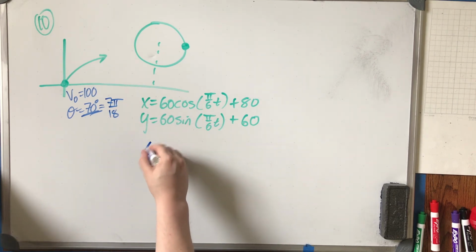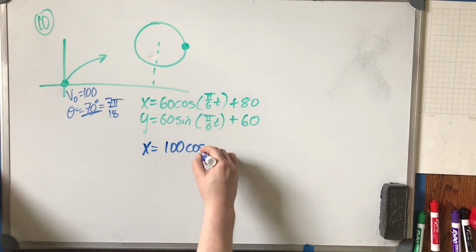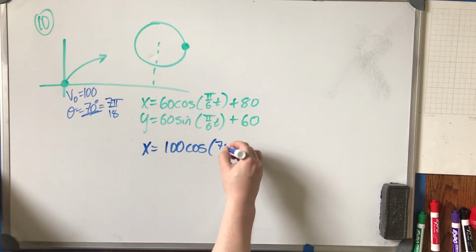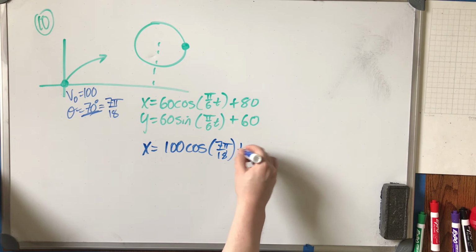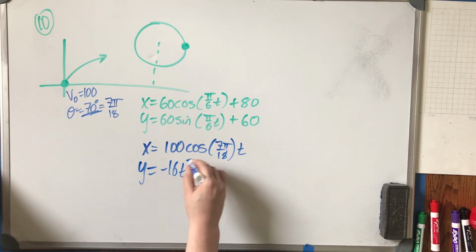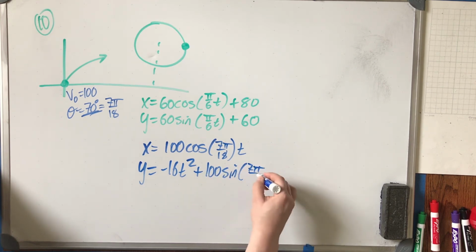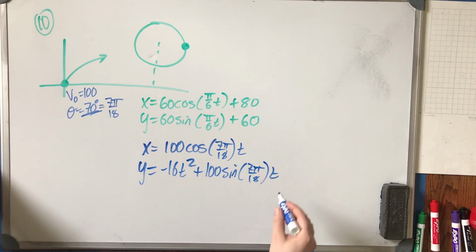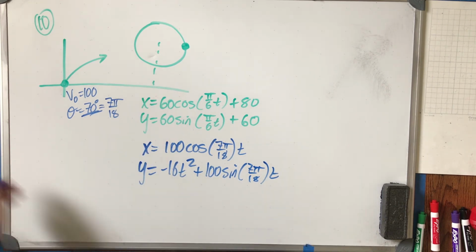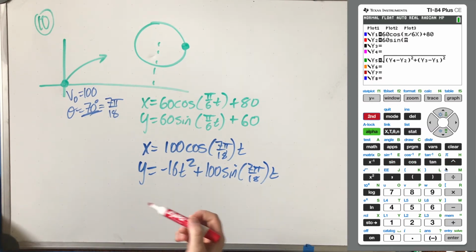So when I write this equation, it will be x equals initial velocity 100 cosine 7 pi over 18, t outside the parentheses this time, and y is going to be negative 16 t squared plus 100 sine 7 pi over 18, t outside the parentheses. And then we're just going to very carefully type this into the calculator to find the minimum distance to see whether or not this ball actually reaches the person on the Ferris wheel.